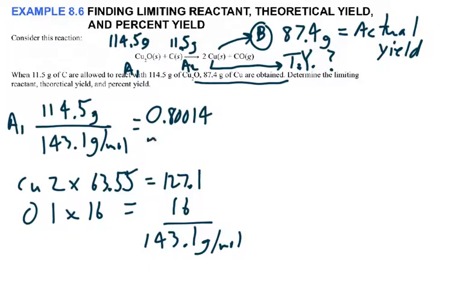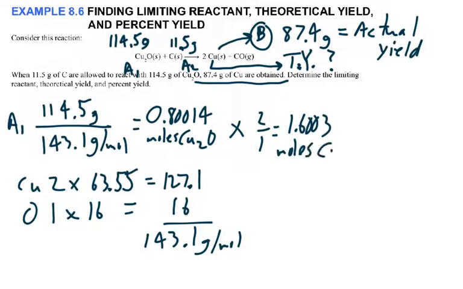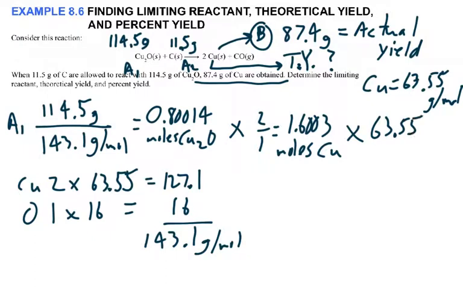And you end up getting 0.8001 moles of Cu2O. Once you convert to moles, the mole ratio between B and 1A is 2/1. And then multiplying by 2, you get 1.6003 moles of copper. To go from moles to grams, you multiply by the atomic mass of copper, which is simply 63.55, and that's obtained from the periodic table, grams per mole.